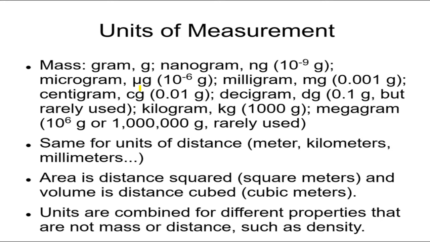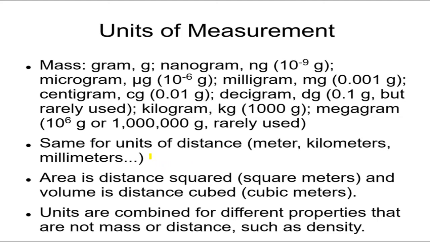Mg is for micrograms. Ng is nanograms, milligrams, kilograms. You should know what these prefixes are, if you want to call them that. It works for distance also. We deal with the metric system. We deal with the meter. There's a centimeter, that's 1/100th of a meter. Kilometer, that's 1,000 meters. Millimeters, 1/1000th of a meter. Okay, so again, we have to know what these things are.